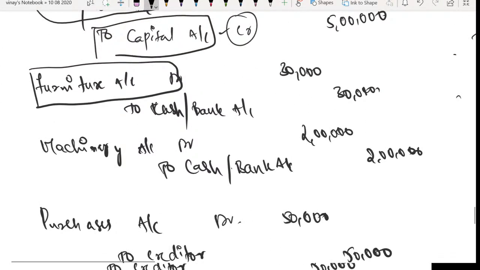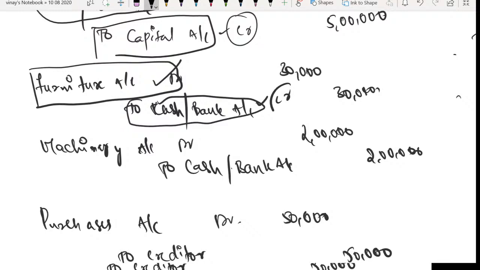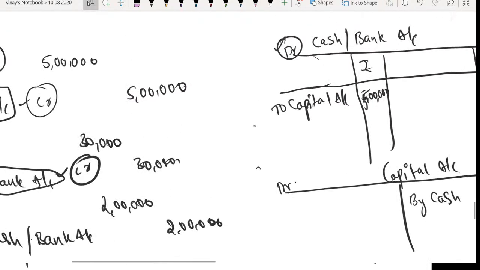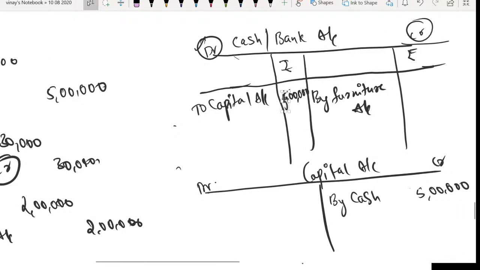Then see next after furniture, what is there next? So next is done, and next one is cash is there. Now there is already cash account I've created, so there is no need of creating again. The cash was there on credit side, so I will get back to here. On the credit side of cash account, I will write by furniture. So it is around 30,000.